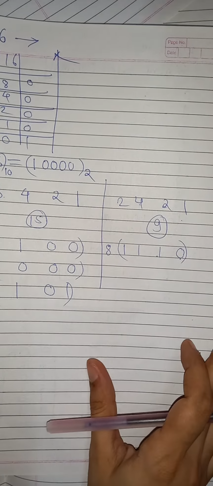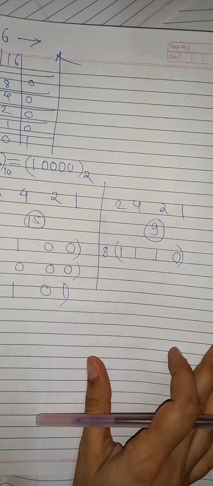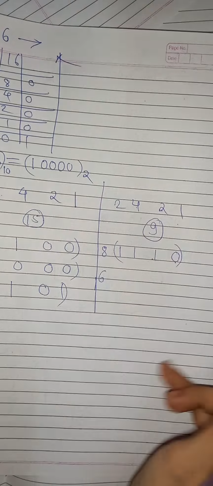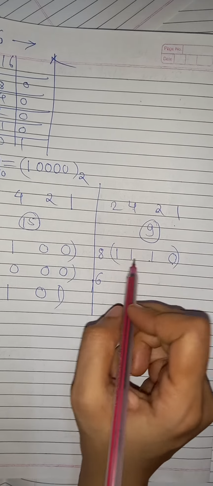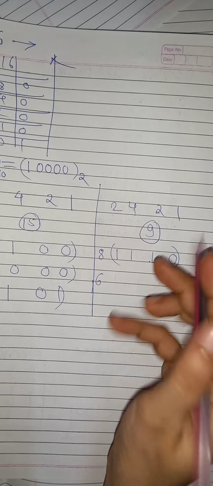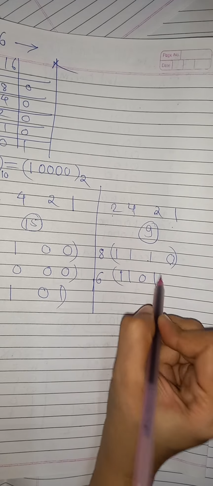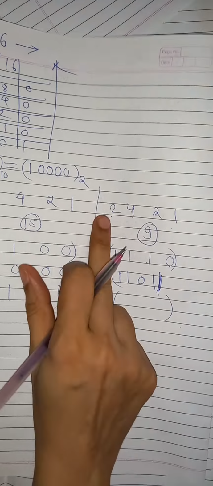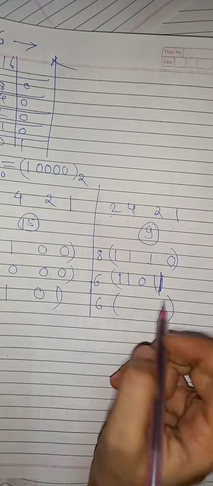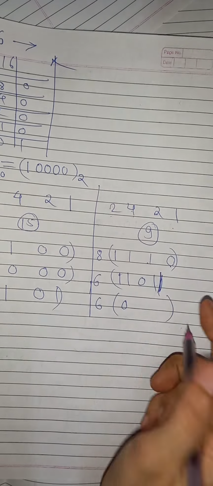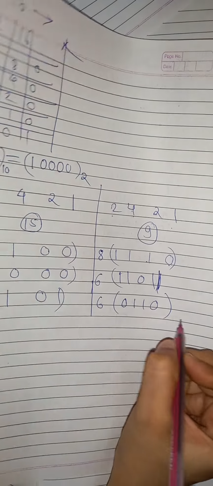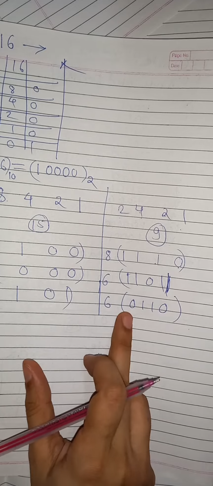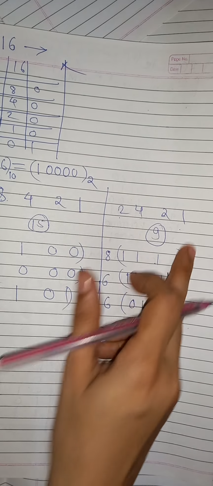Suppose I want 6 to be represented in 2421 format. Then here I can write 2 plus 4 is 6, so 1100, and one more representation I can write for 6: suppose I fix this 2 as 0 and 4 plus 2 is 6, so 0110. Now 6 can be represented in two different formats, 1100 and 0110, using this 2421 equivalent.